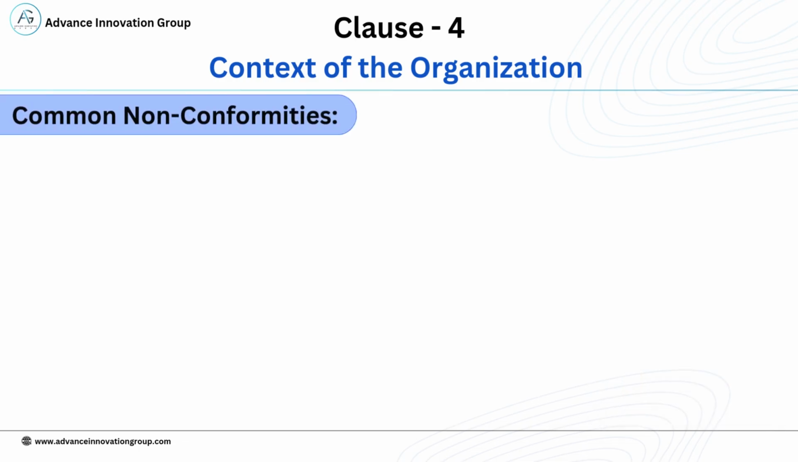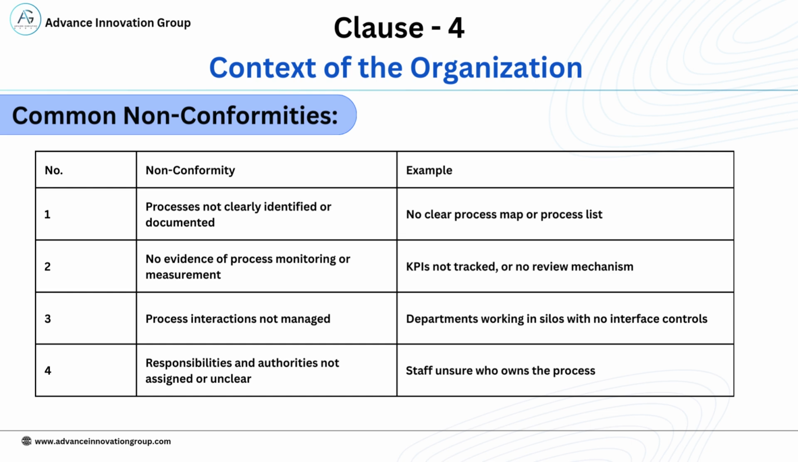Common nonconformities. Example. 1. Processes not clearly identified or documented. No clear process map or process list. 2. No evidence of process monitoring or measurement. KPIs not tracked or no review mechanism. 3. Process interactions not managed. Departments working in silos with no interface controls. 4. Responsibilities and authorities not assigned or unclear. Staff unsure who owns the process.